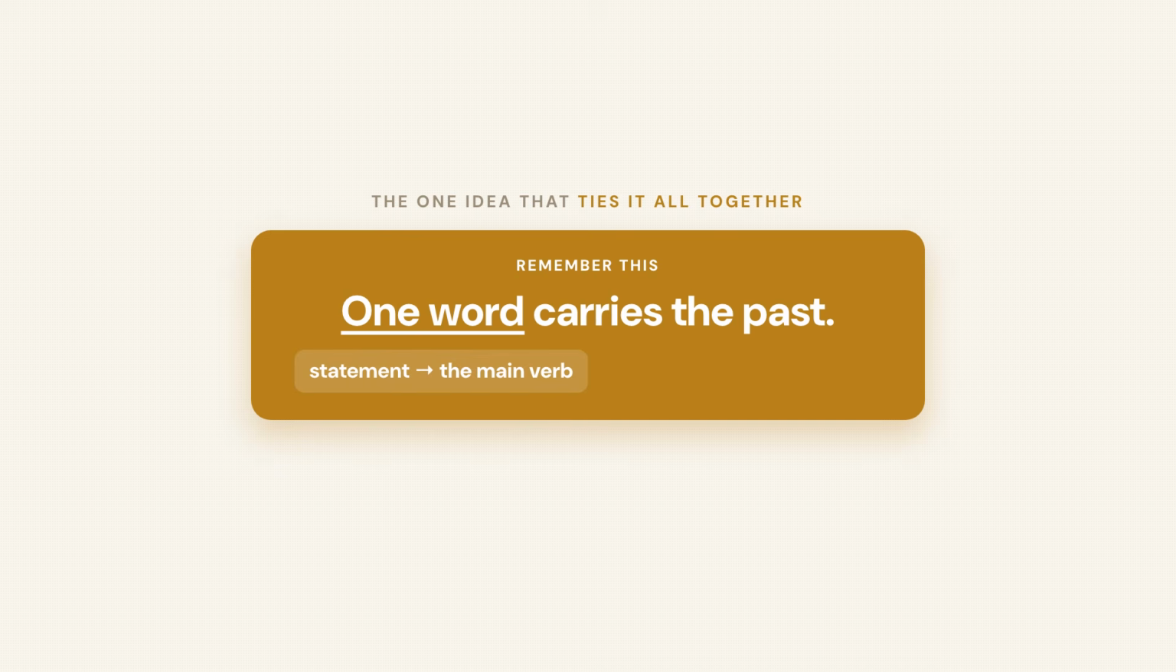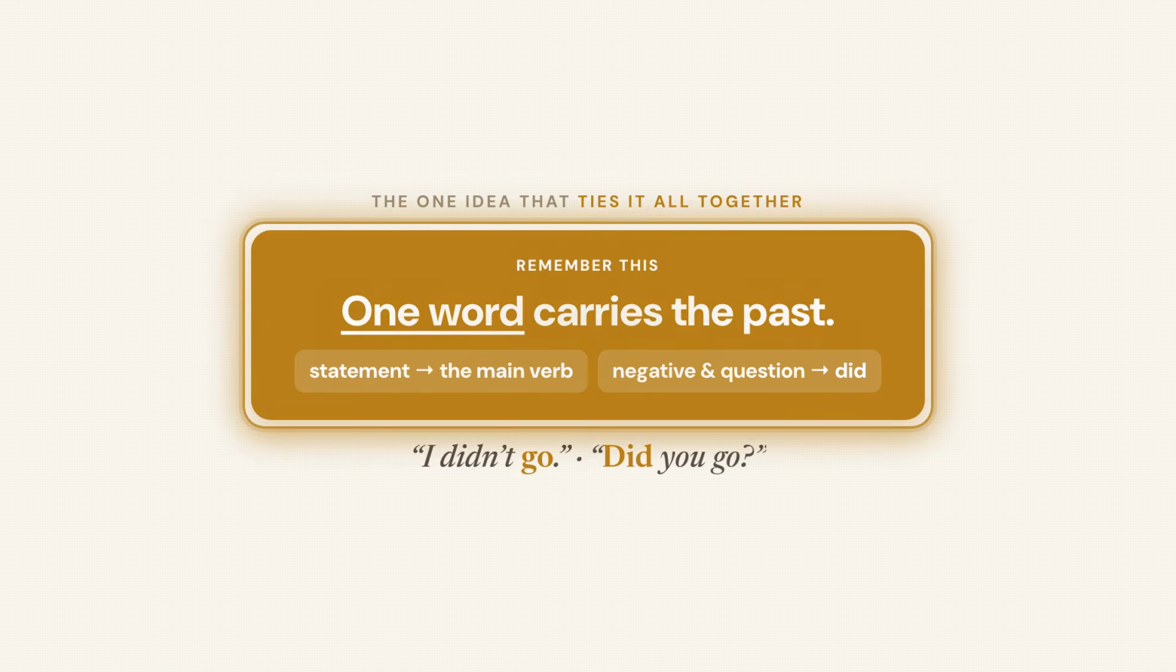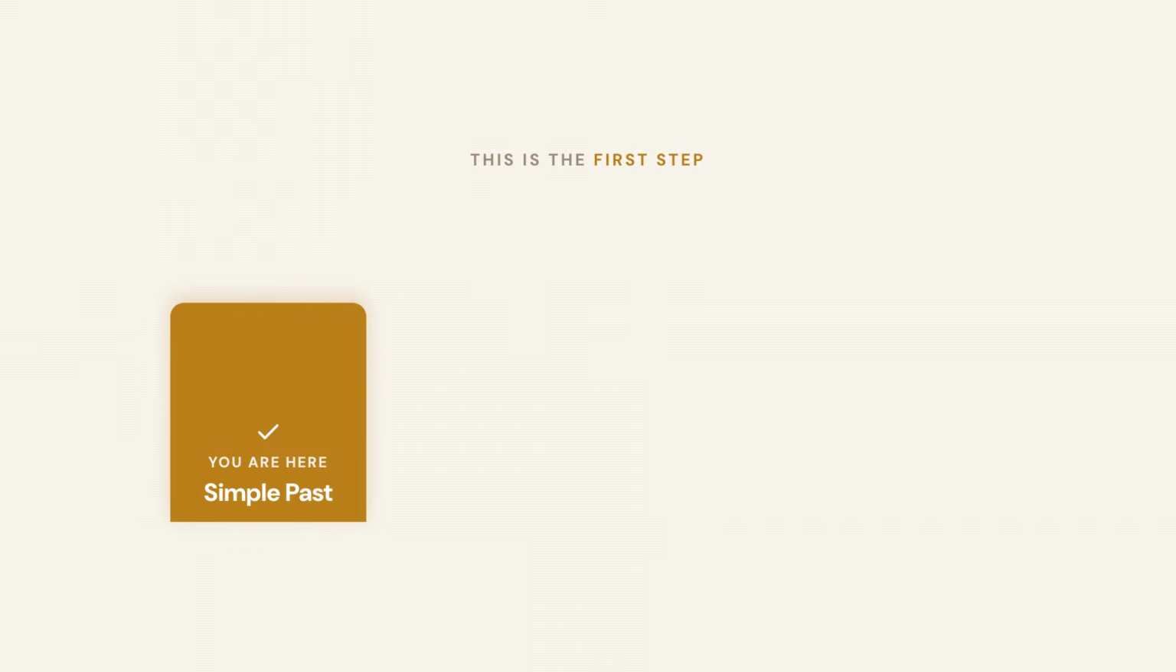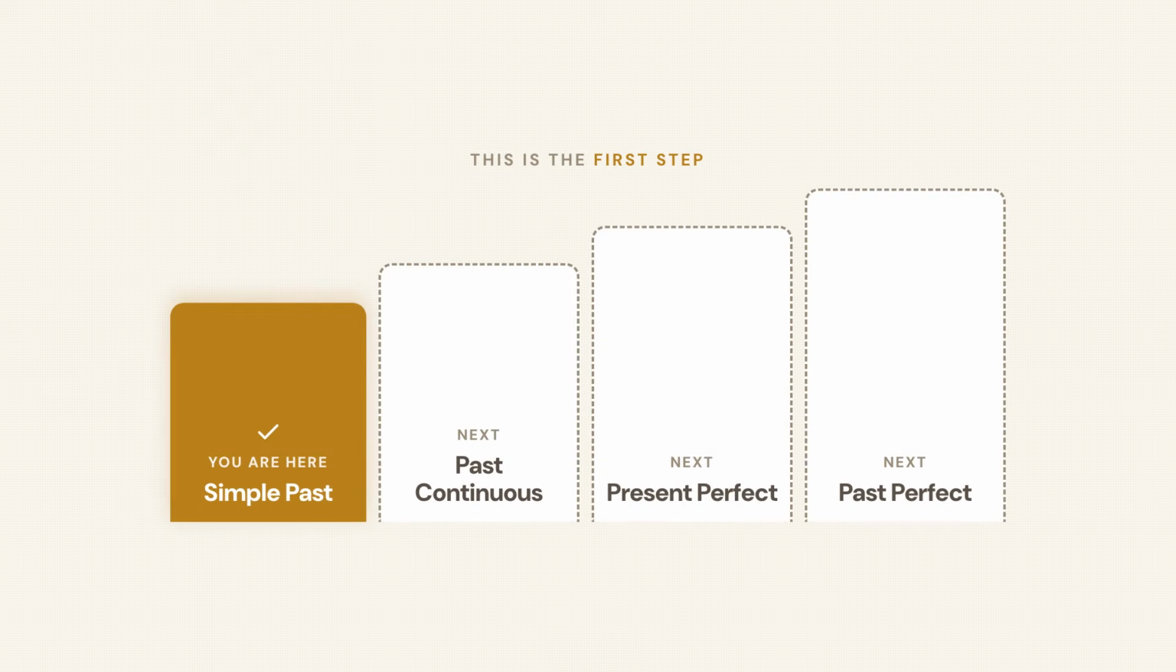In a statement, it's the main verb. In a negative and a question, did takes over, so the main verb drops back to its base. I didn't go. Did you go? That's it. That's the simple past. And this is just the first stop. The simple past is the foundation. From here, we'll use it to build the other past tenses.